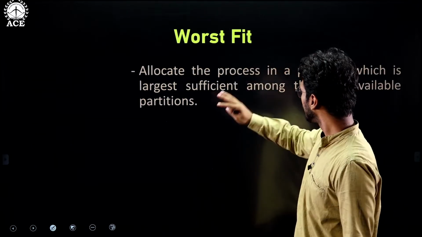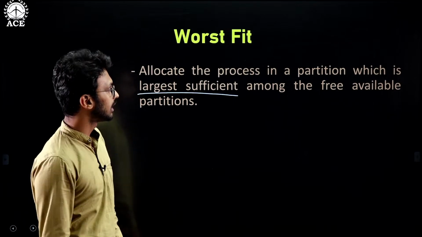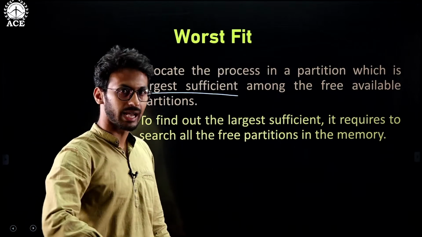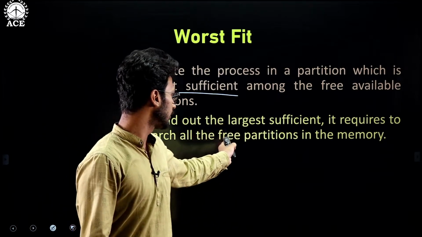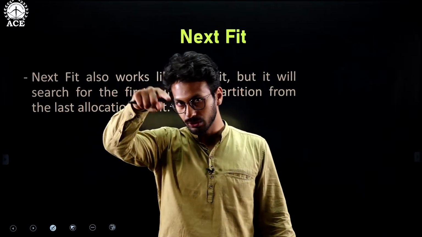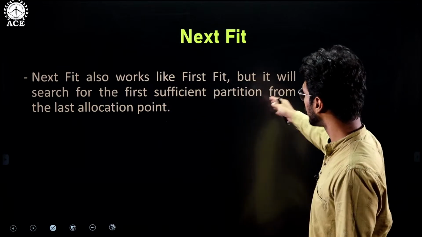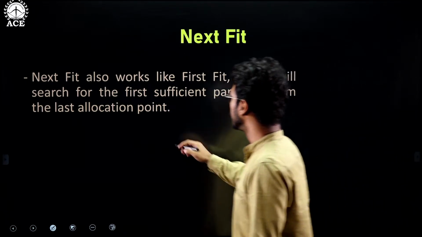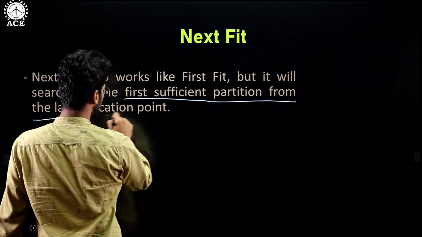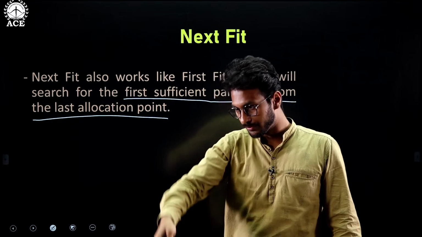Next one, worst fit. Allocate the process in a partition which is largest sufficient among the free available partitions. To find out the largest sufficient, again we'll have to scan the entire memory. It requires to search all the free partitions in the memory. Next fit. The next fit is just like first fit. From the last allocation point, we'll do first fit. It searches for the first sufficient partition from the last allocation point. This is important. Next fit behaves like first fit only, but from the last allocation point we'll keep on searching.